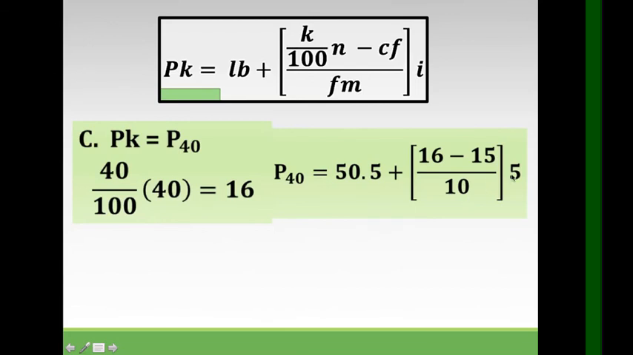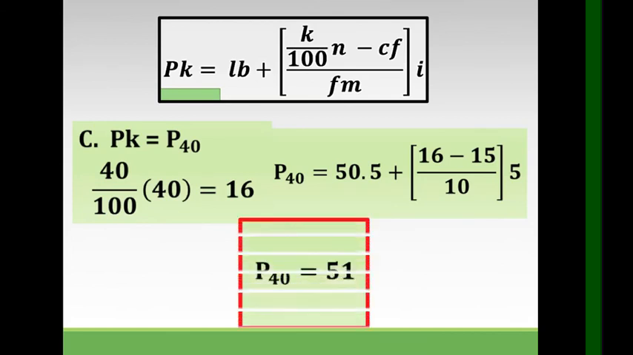So, first, ang gagawin mo sa calculator is 16 minus 15 and then click equals. I-divide mo siya ng 10, click equals. I-multiply mo siya ng 5, click equals, plus 50.5, click equals. I repeat, 16 minus 15, click equals, divide 10, click equals, times 5, click equals, plus 50.5, click equals. Therefore, percentile 40 is equal to exactly 51.